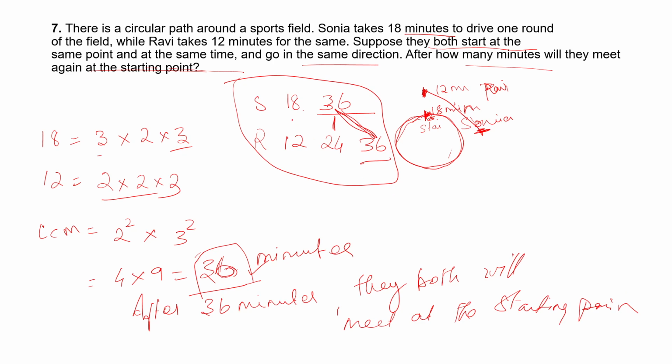So can you understand this? I have explained it verbally, so logically you can understand. First round she completes by 18, and then second round she completes by 36. At 36 minutes she will be at this point. But Ravi, at 36 minutes, will be at this point after the third round. First round he comes here 12, second round 24, and third round 36. So during his third round and her second round they will be at the same place.